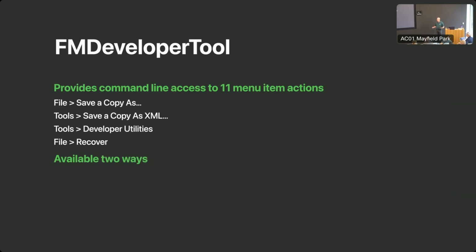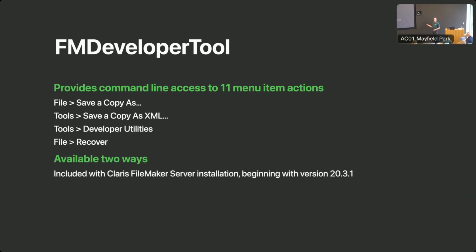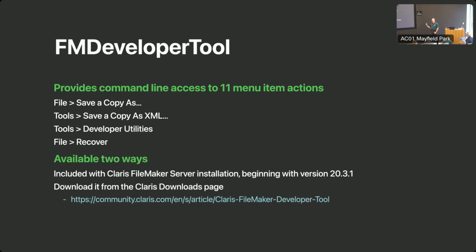It's available 2 different ways. Whenever you install FileMaker Server 20.3.1, it's automatically going to be on whatever machine you've installed FileMaker Server on. You also have the option to download it from the Claris Downloads page. This is the first link that I found, which is actually on the community site, but there may be another spot for the download from Claris as well.